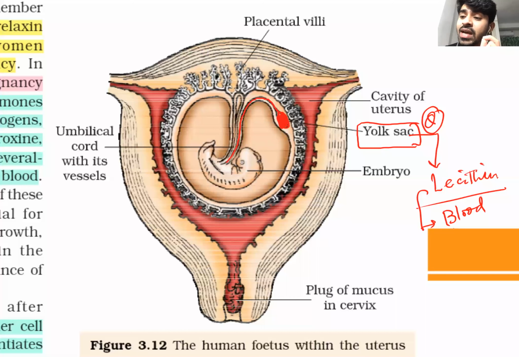Just remember these things. I'm not mentioning the yolk sac in detail because it is not needed for you. The yolk sac is attached with the umbilical cord, and it helps in blood formation at a certain time, almost 3 months to 5 months. That is not needed for you. Just remember, they help in the formation of blood at a certain stage. And the yolk sac is made up of a lipid. That lipid is called lecithin.